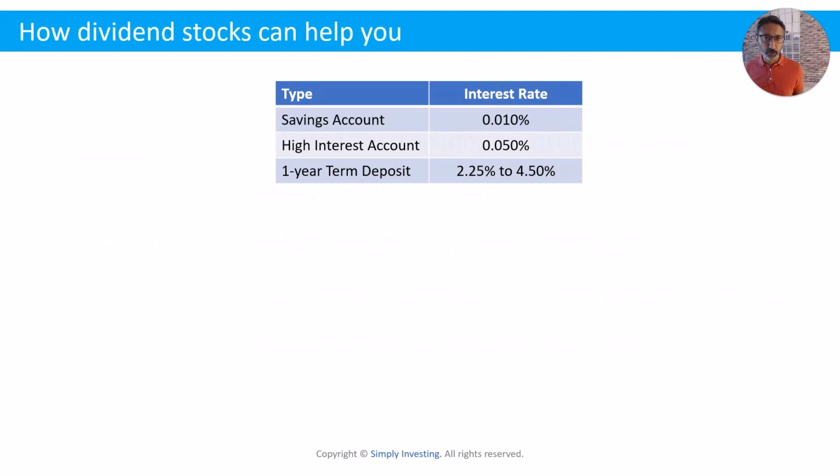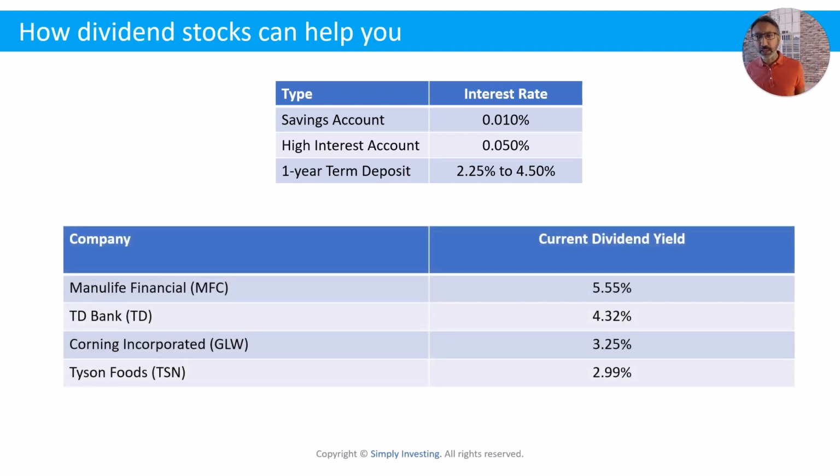So again, I'm going to put up on the screen just for a point of reference, savings account. You can see the interest rate, 0.01. High interest account, 0.05%. A term deposit, a 1-year term deposit, or even a 2-year term deposit, anywhere from 2 to 4% interest. Now let's compare that against, as an example, I've put 4 companies up on the screen. Manulife has a dividend yield today of 5.55%. TD, 4.32%. Corning, 3.25%. And Tyson Foods, 2.99%.